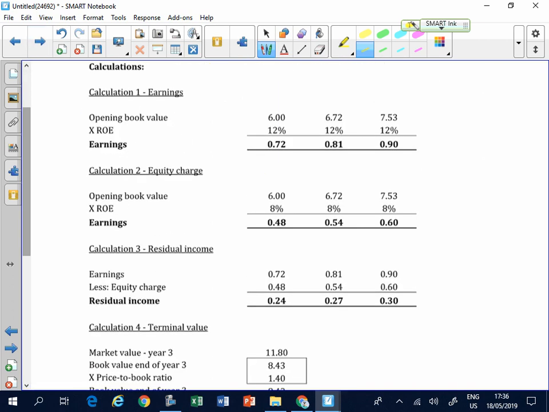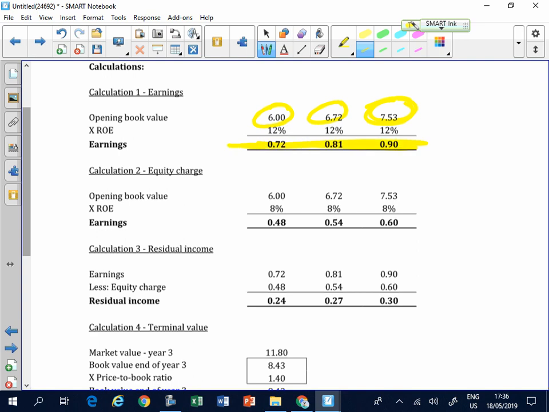We've gone through this in class, but let's go through it quickly. We had to calculate the opening book values: opening book value plus earnings minus dividends gives closing book value, which carries forward to the next year. You continue until you get the opening book value of the various years. Second, how you work out the earnings: opening book value times ROE, which we know is 12%, giving the EPS numbers for each of the various years.